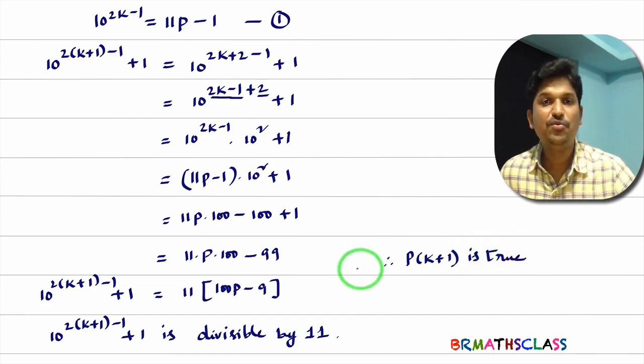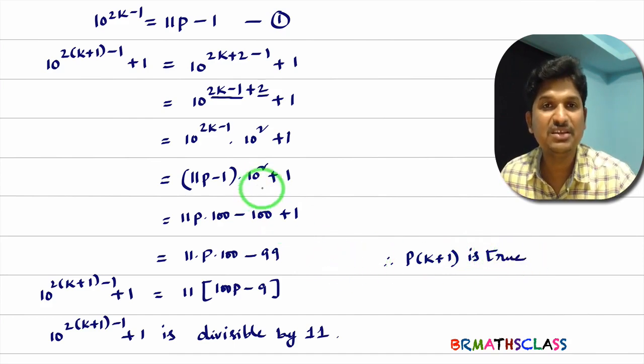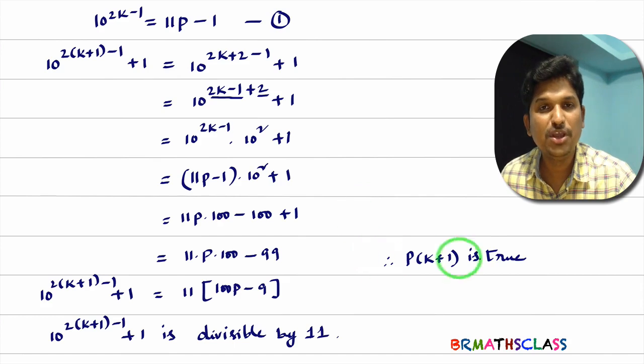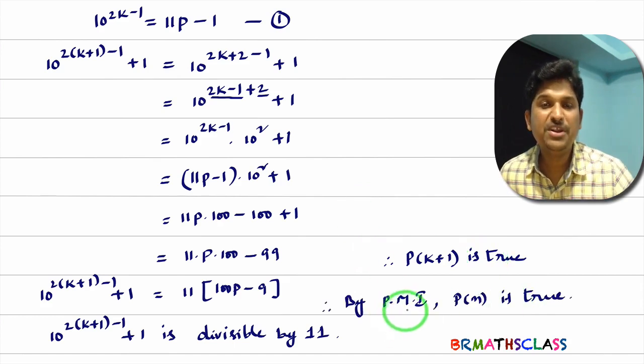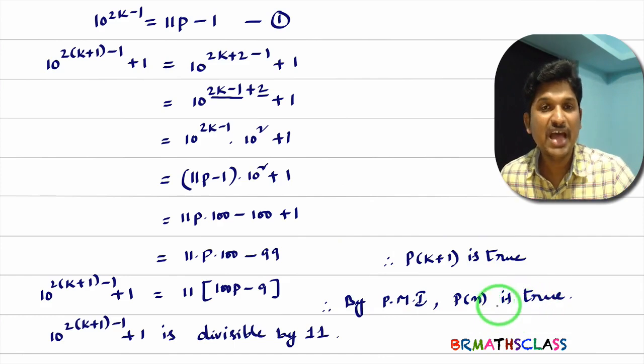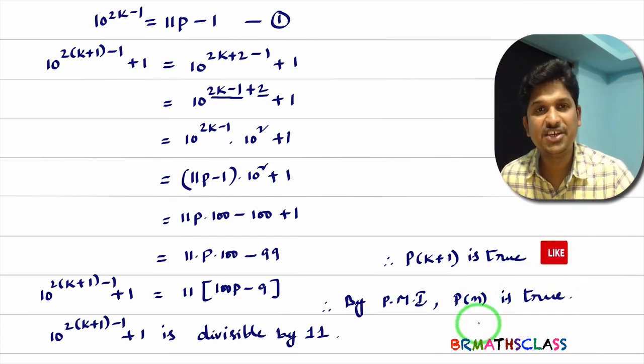What happened? We proved two things. First, I proved P of 1 is true. Next, by assuming P of k is true, we proved P of k plus 1 is true. So, by the principle of mathematical induction, P of n is true. That means we proved the given statement by using the principle of mathematical induction. I hope you understand this class.